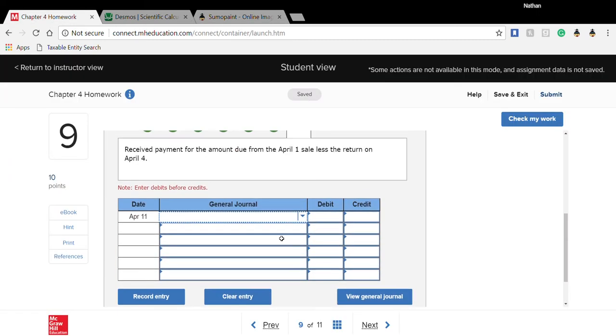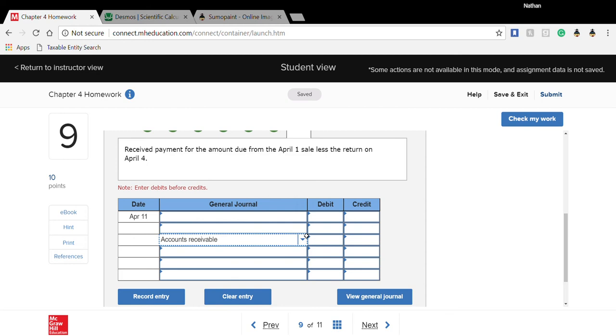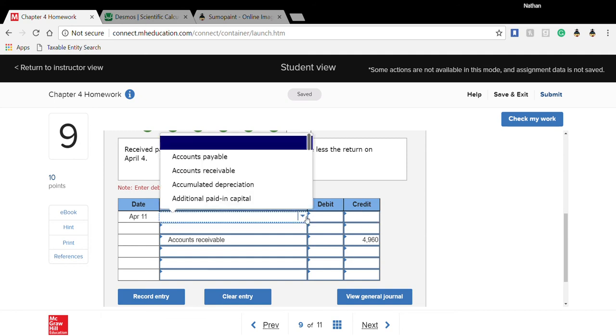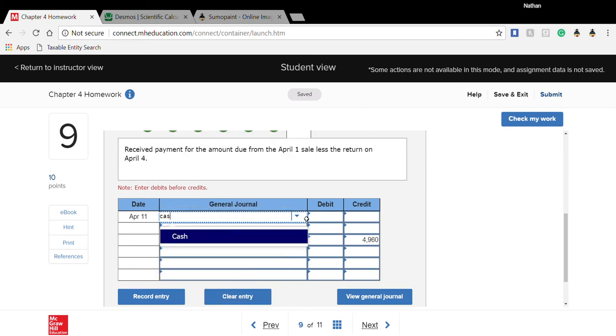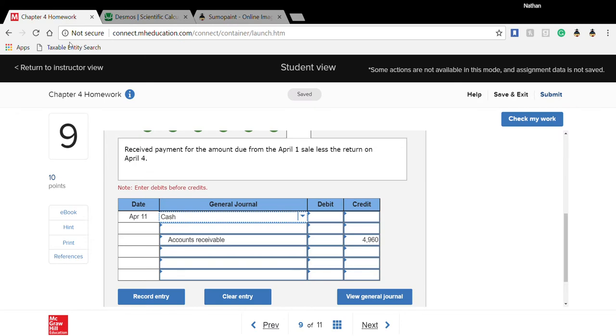So, and we already know that it has 3 accounts. So, with that, we know accounts receivable is going to be our credit. And that's going to be the 4960. There we have. So you notice I left 2 blanks again because we have 3 accounts. One, obviously, is going to be cash. So cash. And of course, to figure out cash, we have to know how much of a discount we gave them. Since we're the seller this time, we gave them a discount.